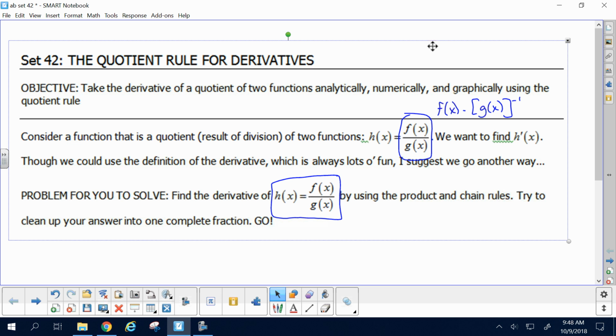Product rule, you can make a chain rule, you're good to go. First times derivative of second, second times derivative of first, product rule. Okay.